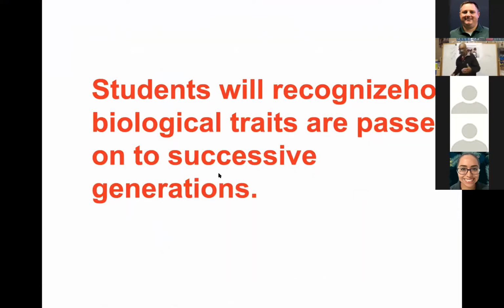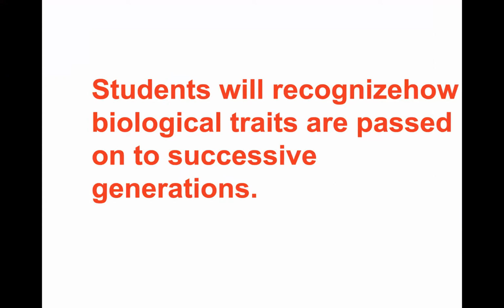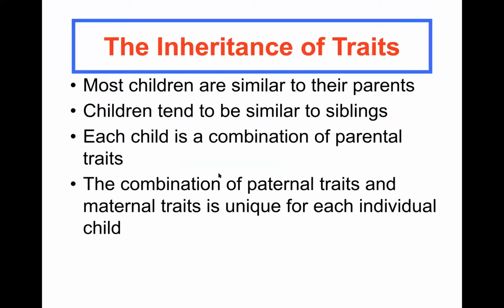Students, during this little session, I want you to recognize how biological traits are passed to successive generations. Inherited traits: most children are similar to their parents. Children tend to be similar even to sisters and brothers, siblings. I know that my sister and I look alike. Each child is a combination of parental traits. The combination of paternal and maternal traits is unique for each individual.